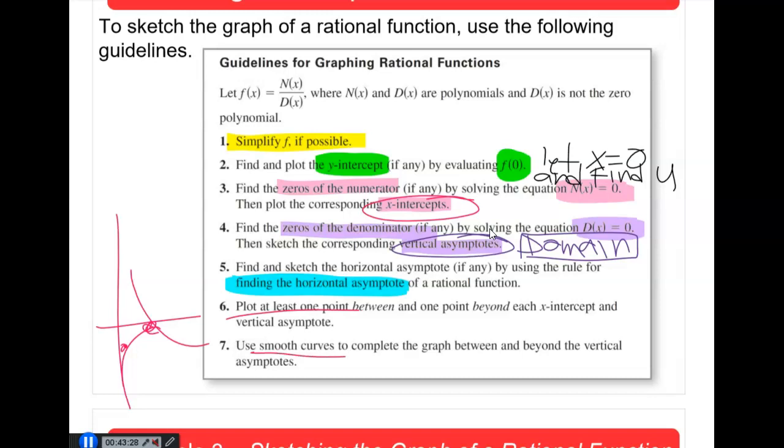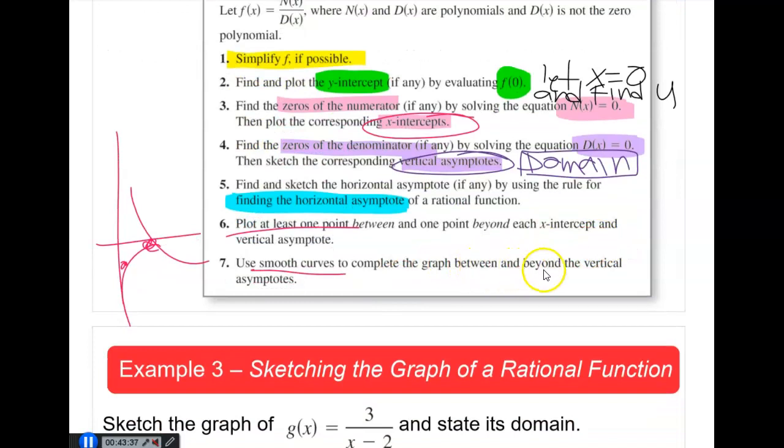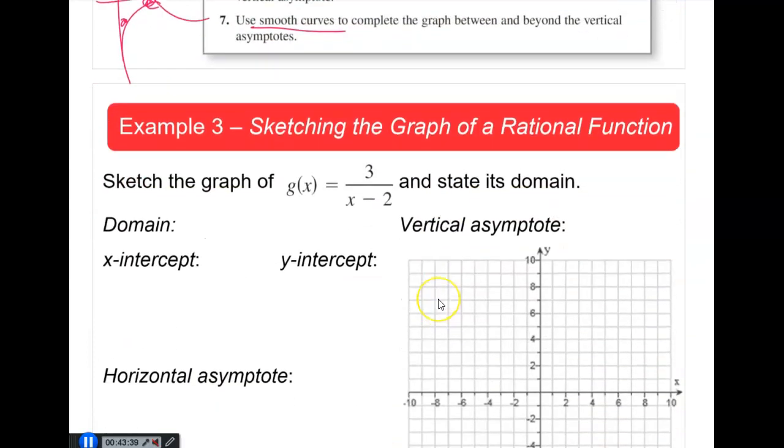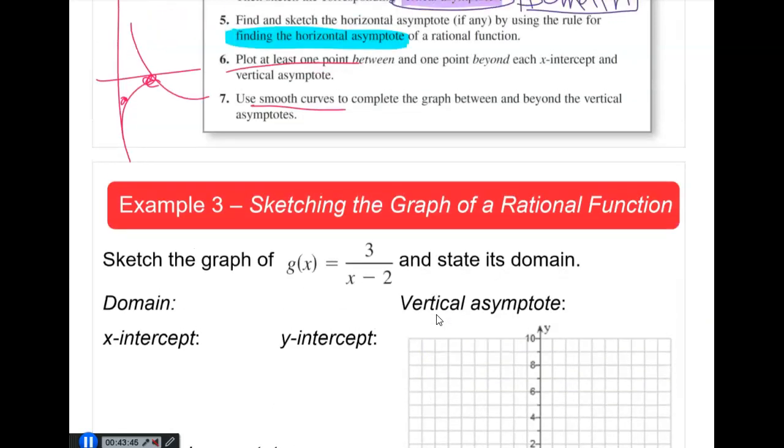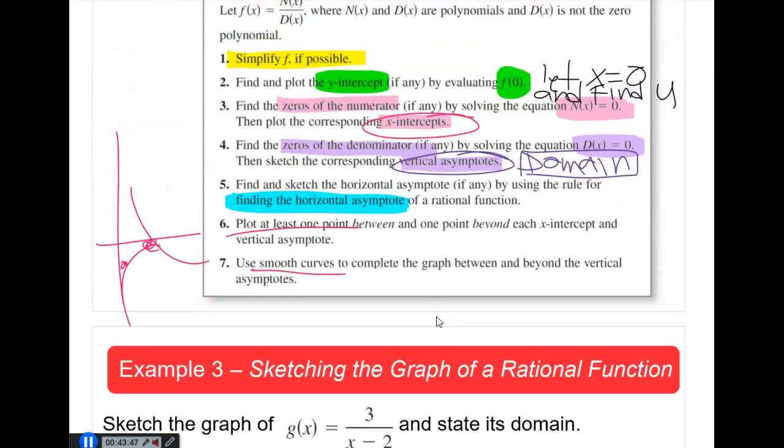So make sure that they're not straight lines. They have to be curvy. And you draw those between and beyond the vertical asymptotes. Horizontal asymptotes, sometimes they get crossed, but vertical asymptotes, they do not.